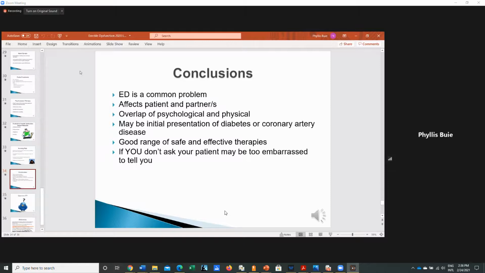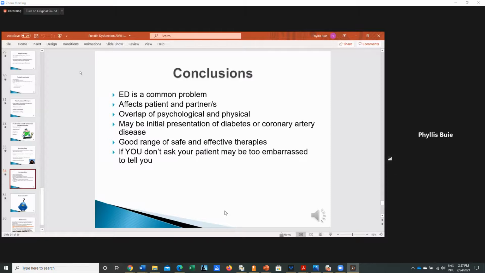So, in conclusion, erectile dysfunction is a very common problem. It affects both the patients and their partners. It can be a combination of psychological as well as physical components. And it may be the initial presentation of diabetes or coronary artery disease, which I told you earlier on. There are a lot of good, safe, effective therapies out there that hopefully could be helpful with the patient and help them become more sexually active and be more comfortable in dealing with their erectile dysfunction.